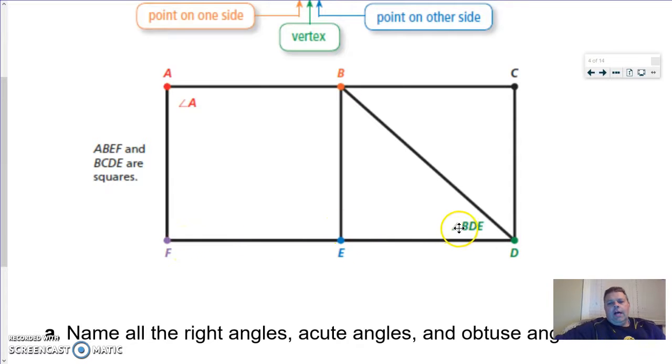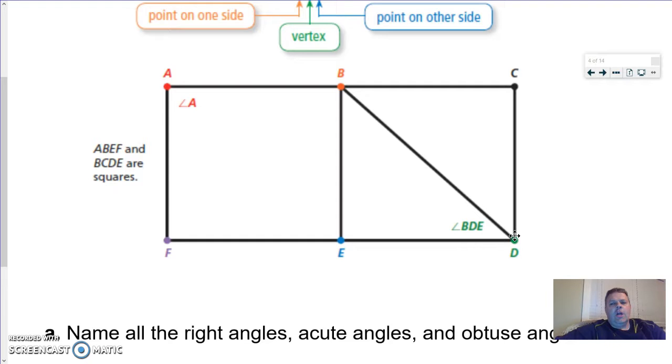Acute angles. Obviously, we have the BDE angle that we can come up with. We can also say DBE right there. That's an acute angle. We could say BDC is an acute angle. And we could say angle CBD is an acute angle.